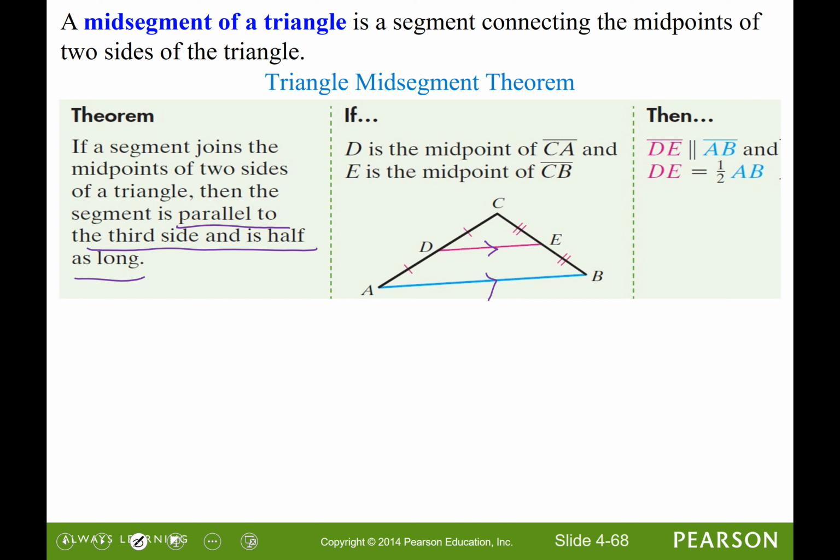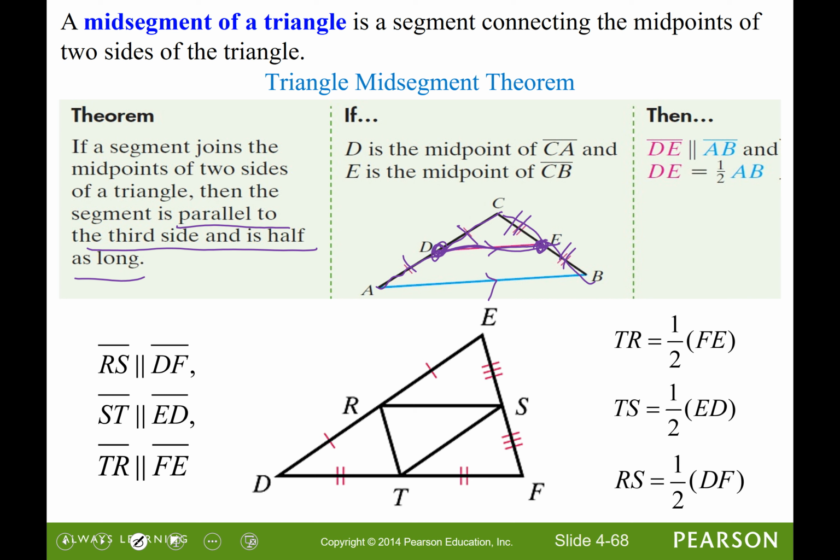Or you can think of it as the length of the blue one is twice as long as the red one. Whichever way, they're the same thing. We do want to make sure we have a mid-segment here. D is the middle of this side. We know that because of the single congruent tick marks. E is the middle of this side. We know that because of the congruent tick marks. So this red segment is connecting 2 midpoints, and that is what qualifies it as the mid-segment.